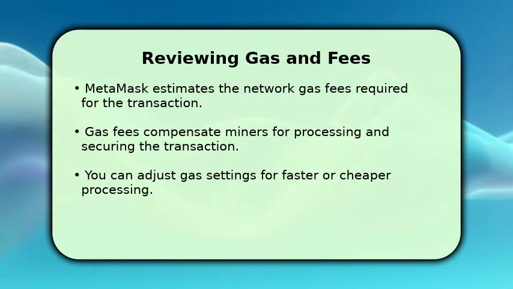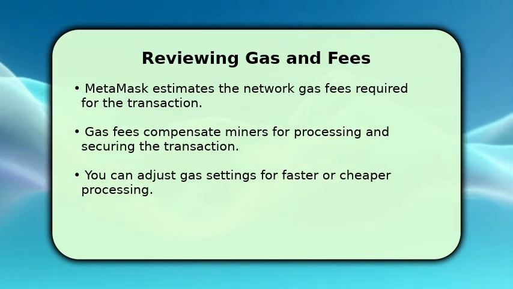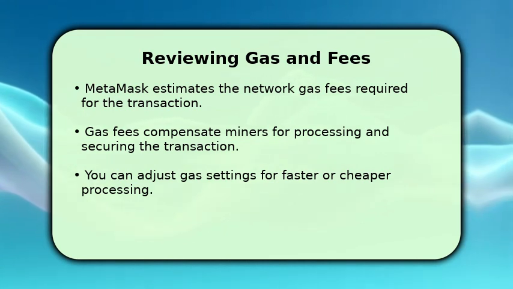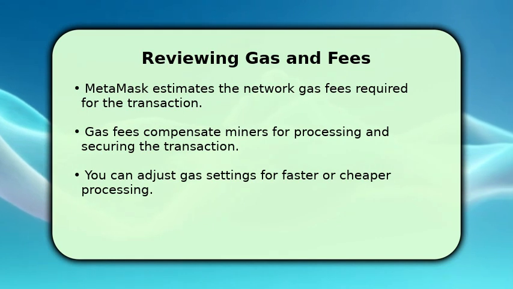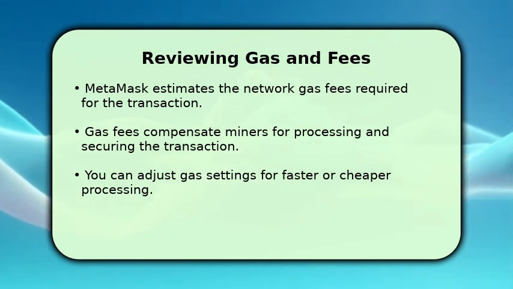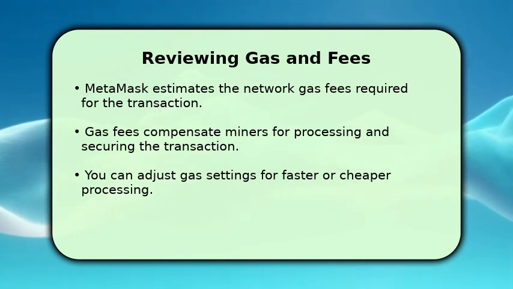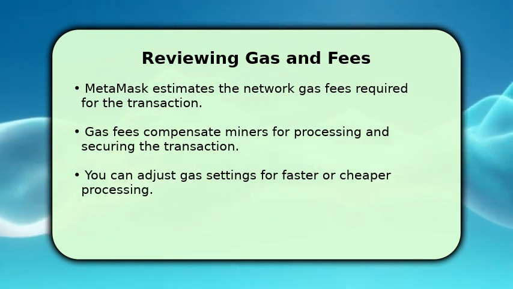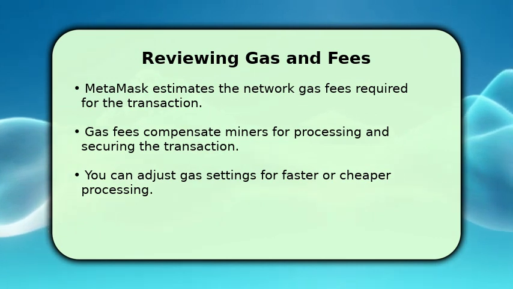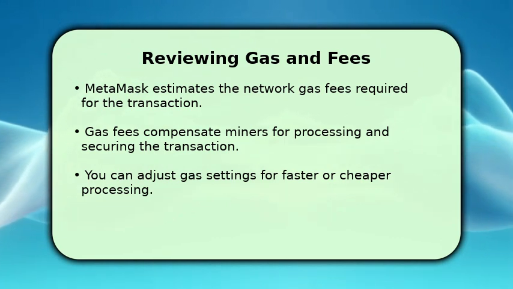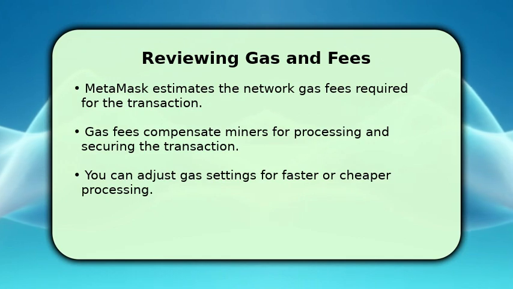Before confirming, it's important to understand gas fees. MetaMask automatically estimates the necessary network gas fees for your transaction. These fees are paid to the network's validators or miners who process and secure your transfer. You'll see an estimated gas price and a total transaction cost. While MetaMask provides a default, you often have the option to adjust gas settings. Increasing gas can speed up the transaction, while decreasing it might save a small amount but could delay processing.